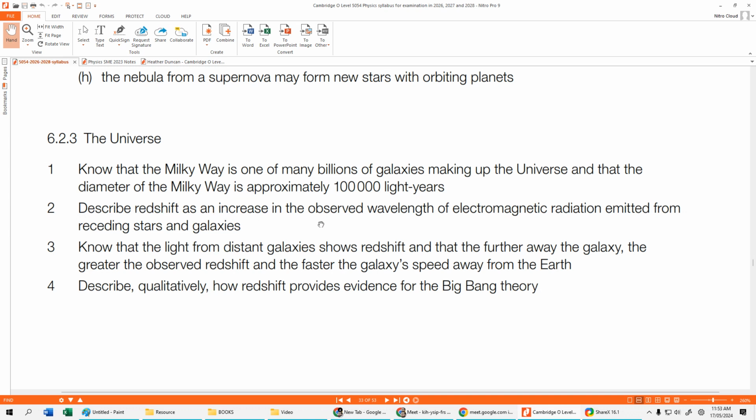Describe redshift as an increase in the observed wavelength of electromagnetic radiation emitted from the receding stars and the galaxies. Know that the light from the distant galaxies show redshift, and that the further away the galaxy, the greater the observed redshift and faster is the galaxy speed away from Earth. So কাছের গ্যালাক্সিগুলোর redshift কম, proving that তাদের speed কম, দূরের গ্যালাক্সিগুলোর redshift এর amount বেশি, proving that তাদের speed আরো বেশি. Describe qualitatively how redshift provides evidence for the Big Bang theory.